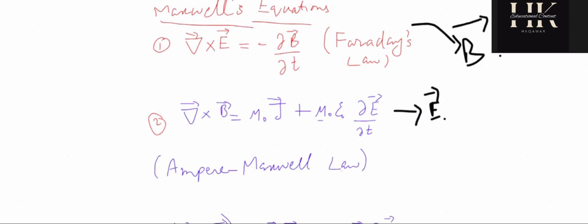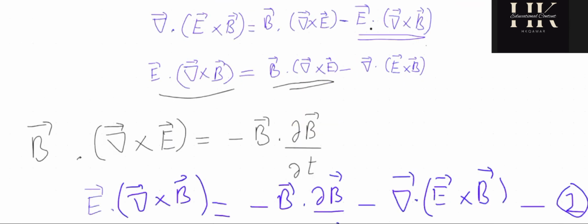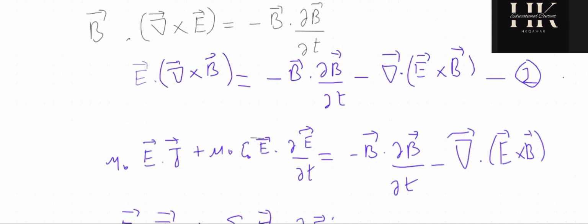Here we took the dot product, and now we put the value of this dot product into the vector identity. So the vector identity becomes this one, this equation 2. By equating the two equations, we get another equation: mu naught E dot J plus mu naught epsilon naught E dot curly E by curly T.